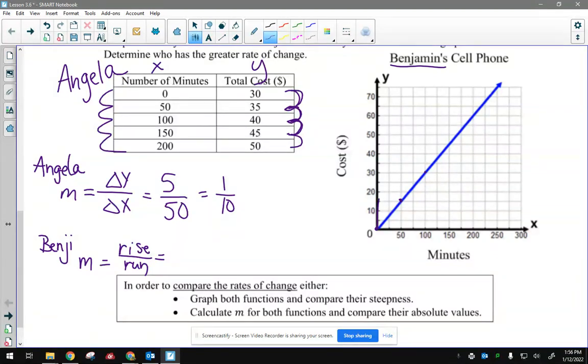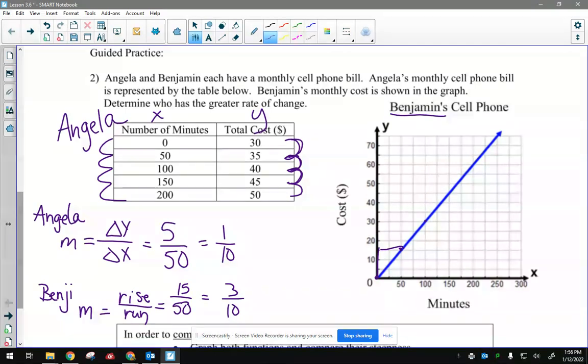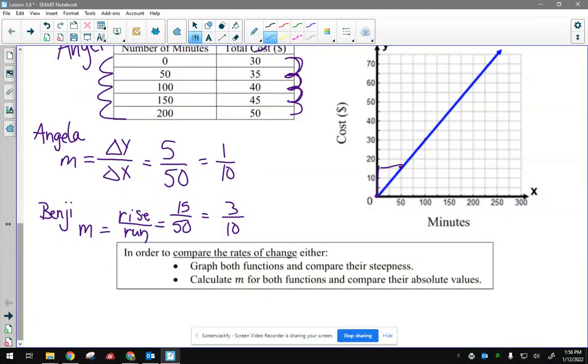15, Lexi, over what? 50, good. So this one's 15 over 50. What's that rate of change? 3 over 10. Am I done? No. It says determine who has the greater rate of change. So I have to write a sentence that says Benjamin has the greater rate of change.